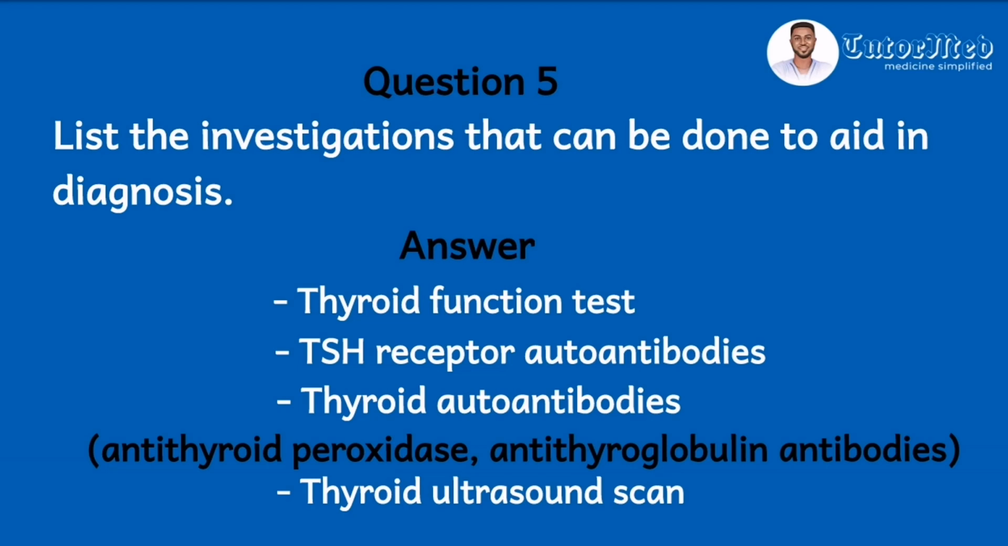And then if there is an anterior neck swelling or a goiter, you may want to do a thyroid ultrasound scan. Investigations like ECG and echo are just there to help you see if there are any complications like atrial fibrillation or thyrotoxic cardiomyopathy, but they don't help in diagnosis. So note that the question was asking for investigations which can be done to aid in diagnosis.